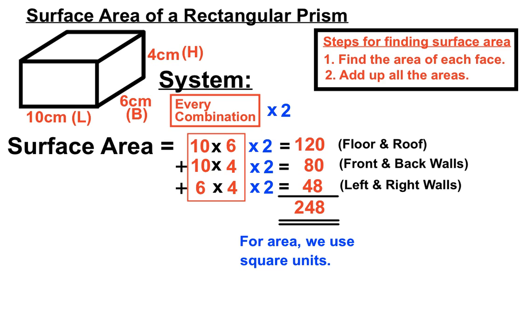You'll remember for areas we use square units, so that'll be 248 square centimeters. Our basic unit in the diagram was in centimeters. Our final answer needs to be square units, square centimeters in this case.